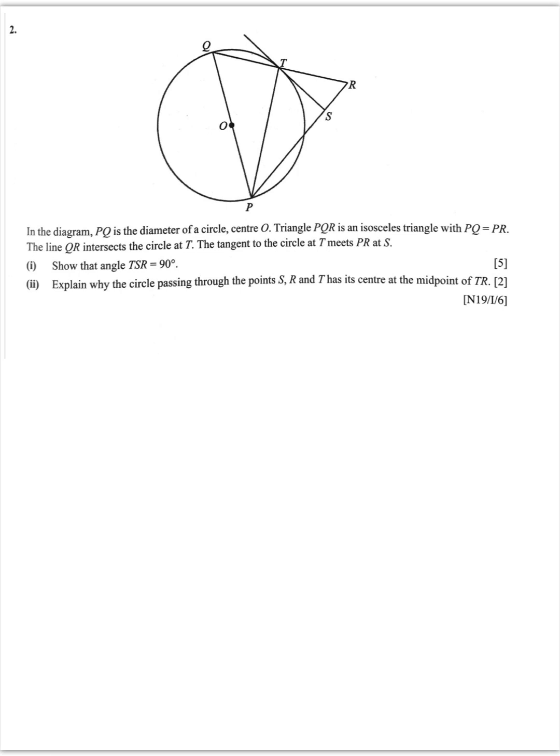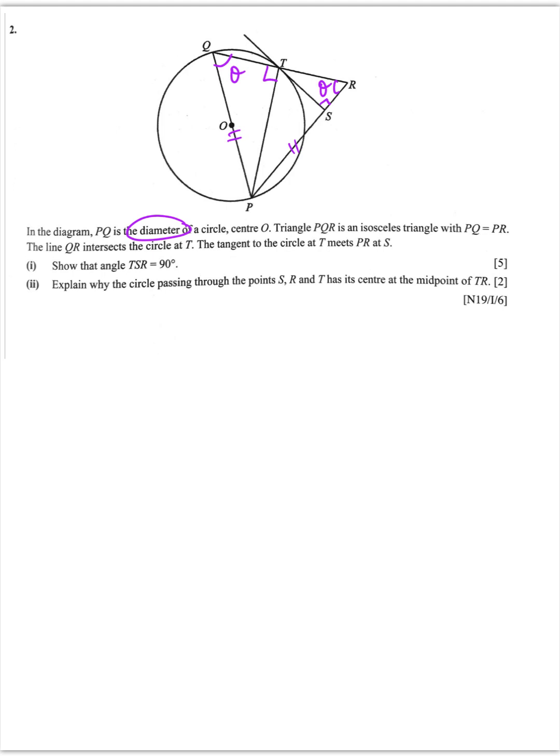Okay, so in the diagram, PQ is the diameter of a circle. So once you see the word diameter, immediately you look for 90 degrees. Okay, and then triangle PQR is isosceles, with PQ equals to PR. So the angles should be equal. So it can be theta, can be theta. The line QR intersects the circle at T. So the tangent to the circle at T meets PR at S. All right. Show that angle TSR is equal to 90 degrees. Okay, so they want you to prove that this is 90 degrees.